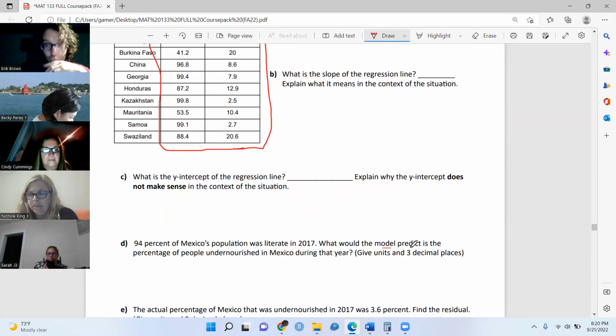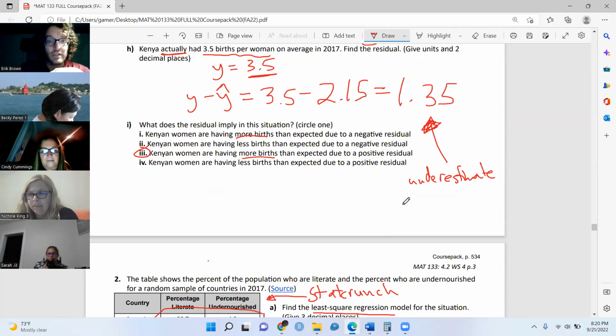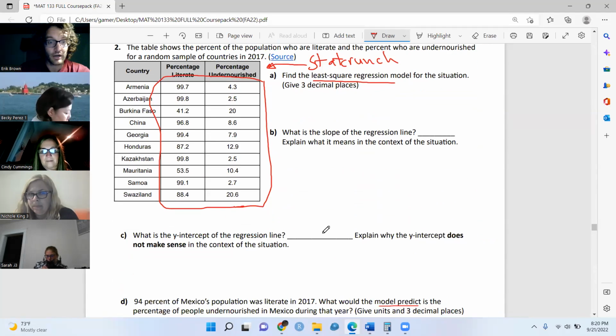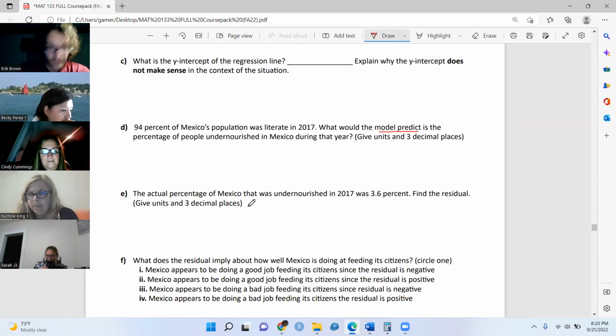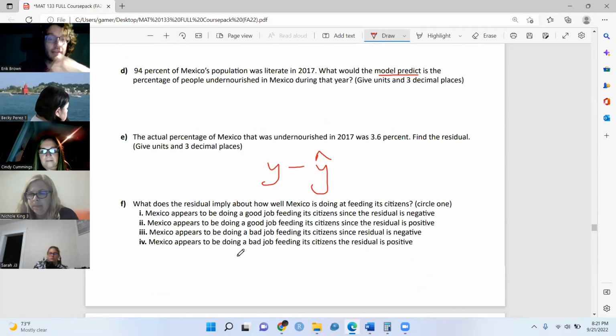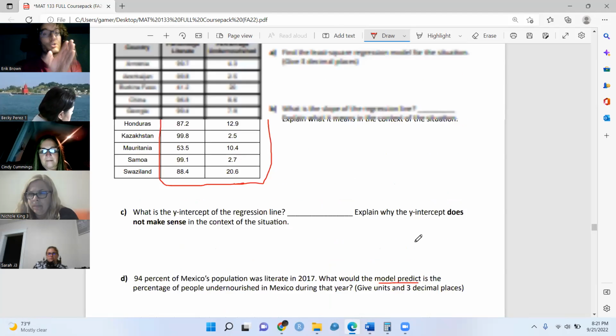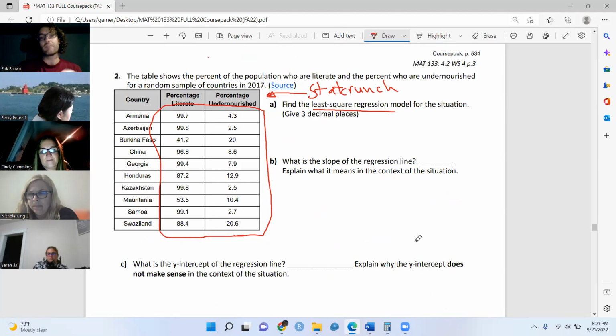Here's another prediction problem, just like we did right here on F and G. So same thing there. And then here's a residual question, so don't do what I did and use the wrong equation. So do that. And then which one is it? I think I'm going to let you all struggle with this one because it's extra practice of the exact same thing.